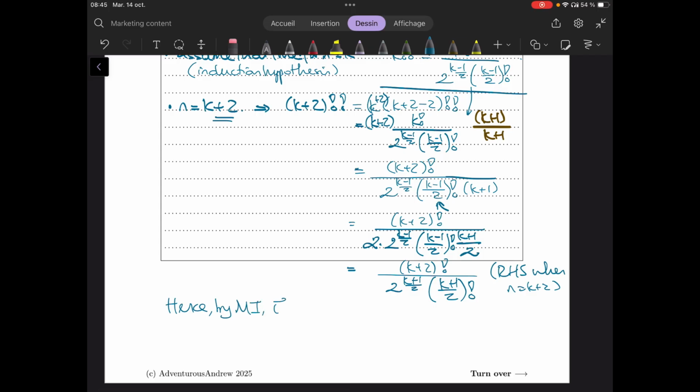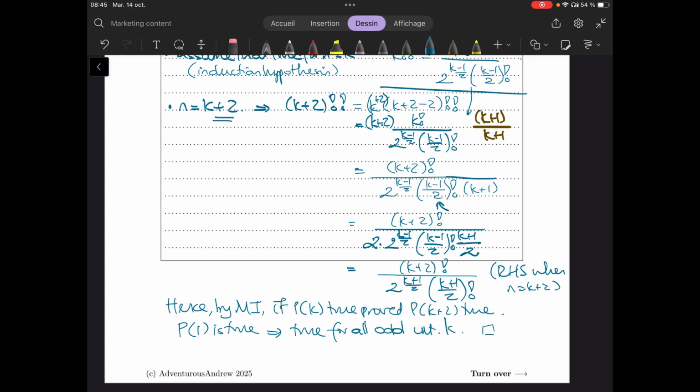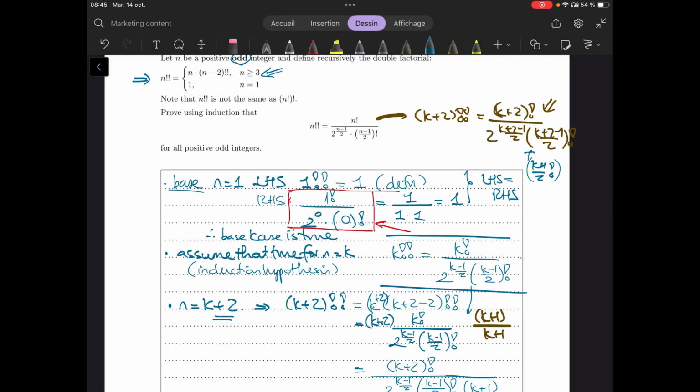Hence, by mathematical induction, if P(k) is true, we proved that P(k plus 2) is true. P(1) is true. Therefore, it is true for all odd integers k. End of question. So this is a rather tricky induction with the factorials. And if you don't write out what you're trying to prove, it can be very intimidating.